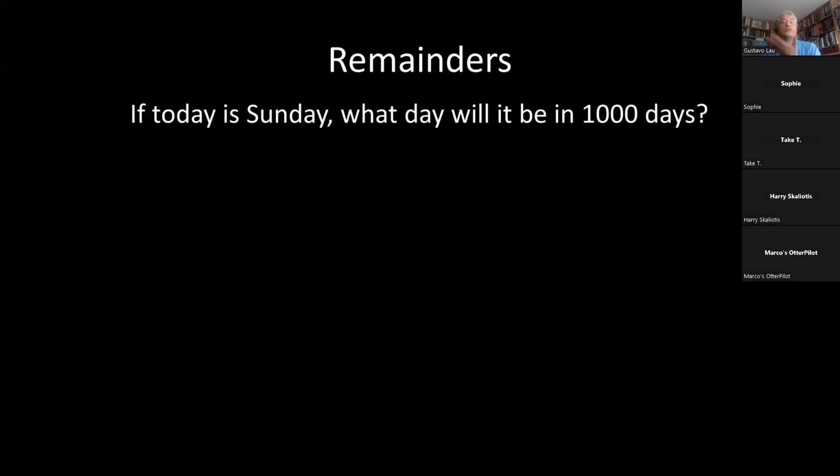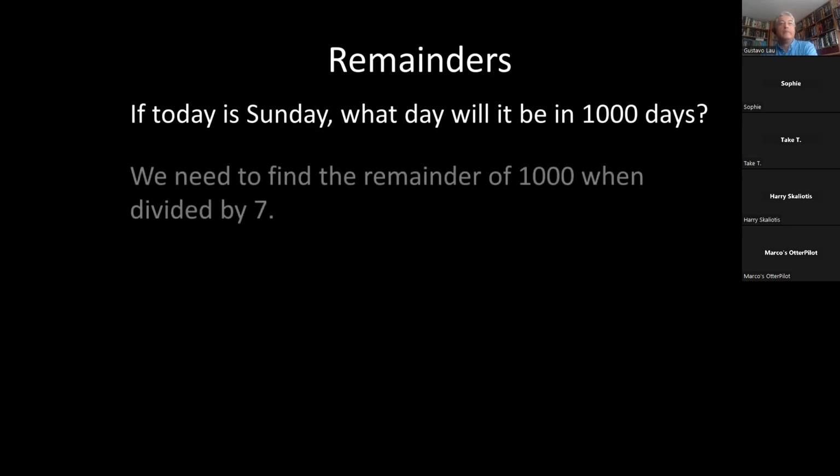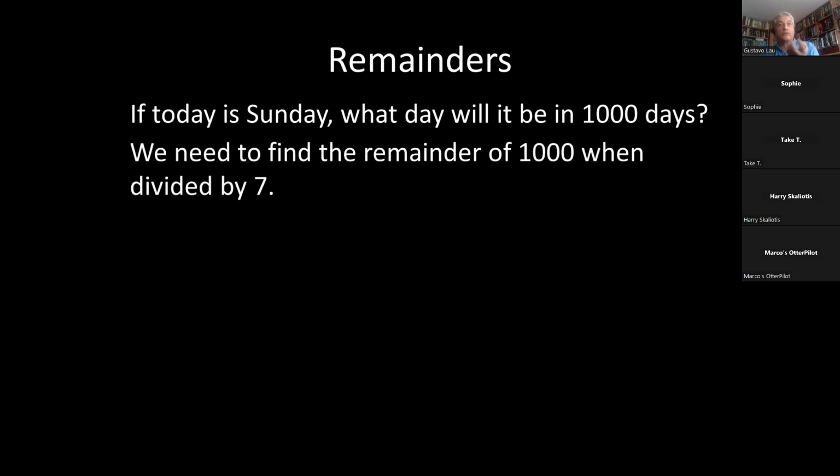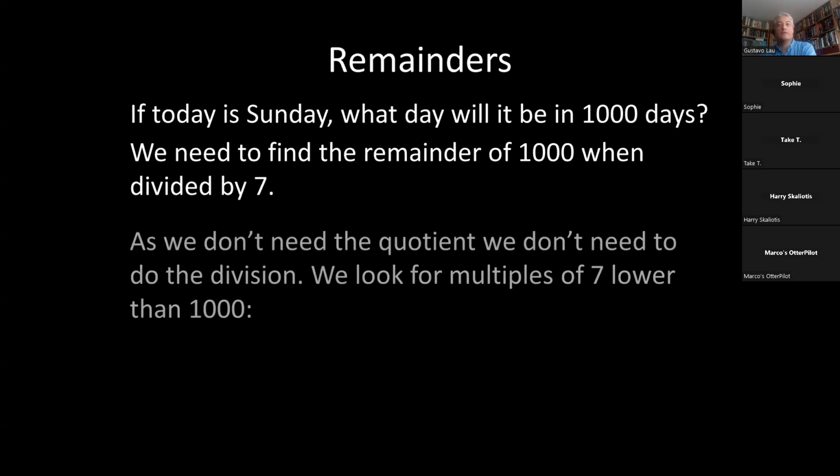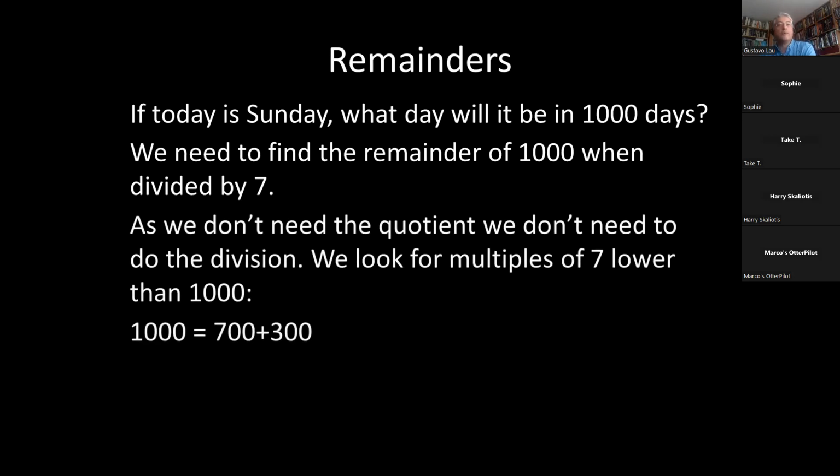So the answer to this question is, because we're talking about days of the week, we are working modulo 7, and we need the remainder of 1,000 when divided by 7. The best way to do that is to subtract a multiple of 7 from 1,000. So tell me a big multiple of 7 that is not too far from 1,000. An easy one. 700. So 1,000 minus 700 is 300. So 1,000 is the same as 300.